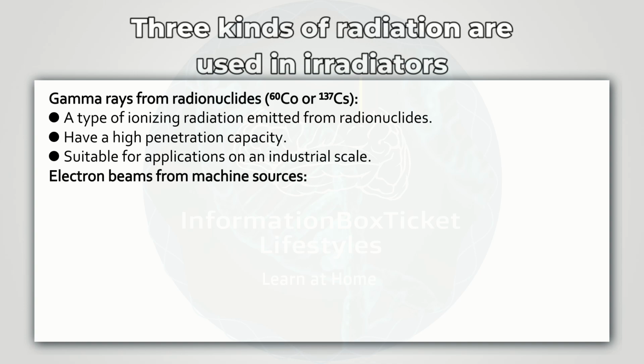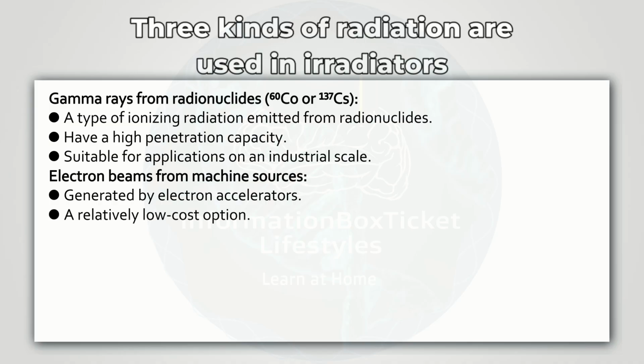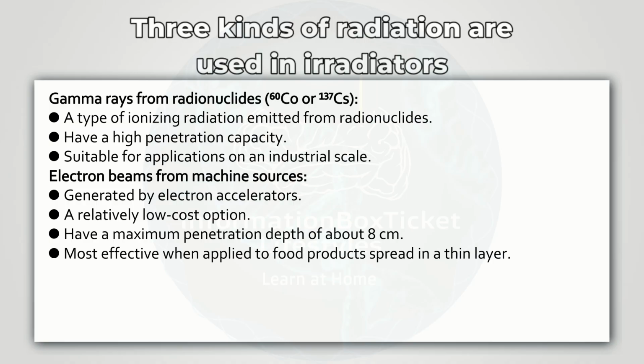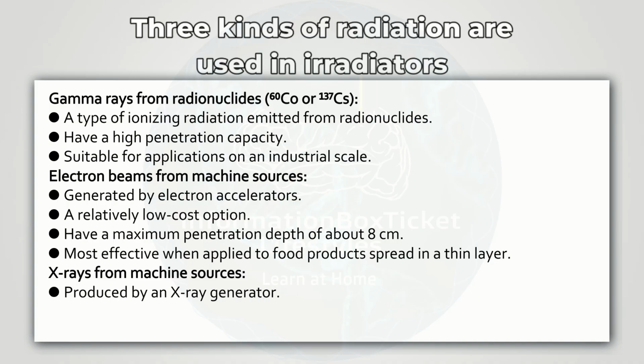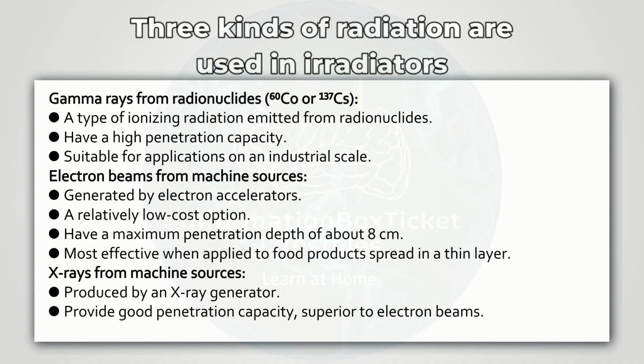Electron beams from machine sources, generated by electron accelerators, a relatively low-cost option, have a maximum penetration depth of about 8 centimeters, most effective when applied to food products spread in a thin layer. X-rays from machine sources, produced by an X-ray generator, provide good penetration capacity superior to electron beams.